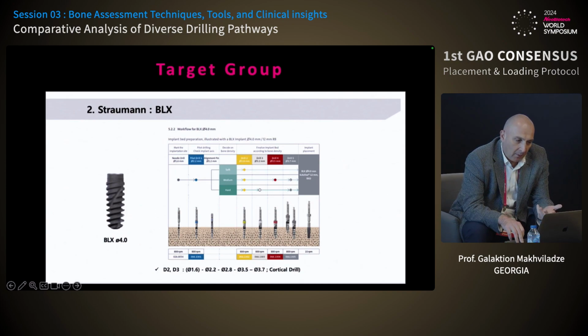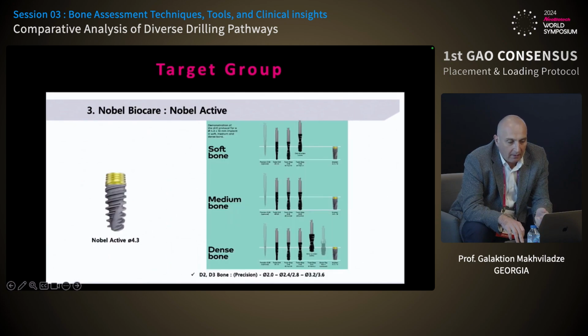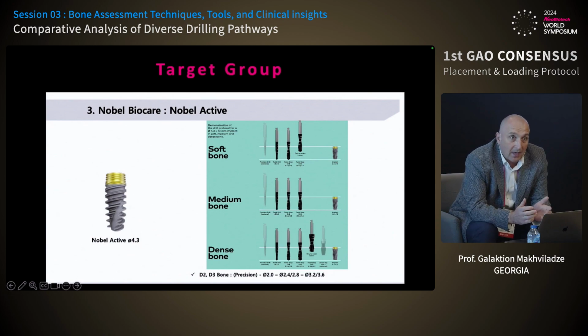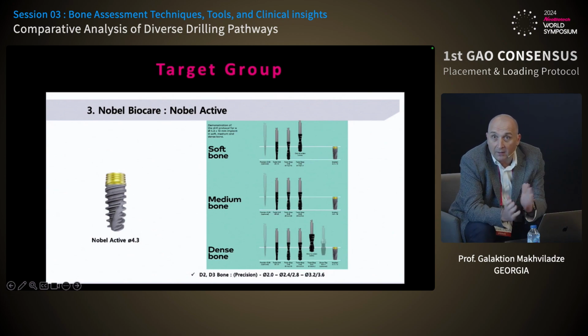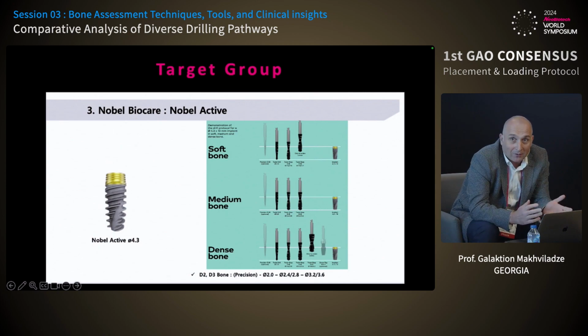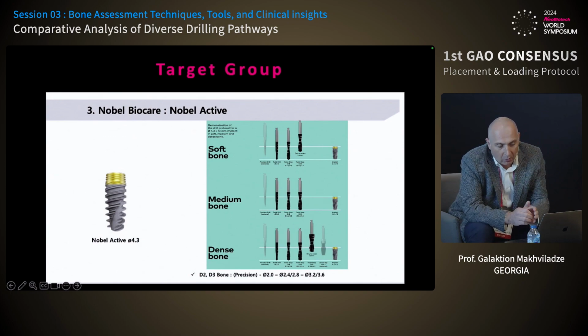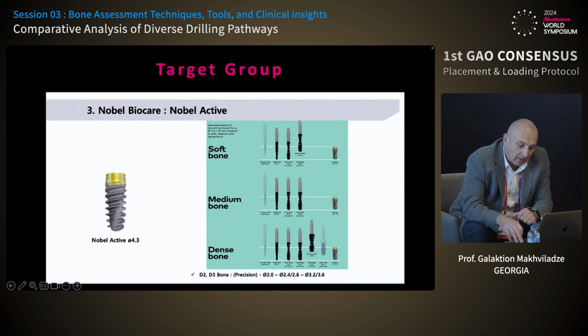The situation is similar with Nobel Biocare Active: in soft bone, just drill the cortical part, and in dense bone, final drilling, the cortical drill, and the screw tap is an option. So it depends on the clinician. If they want, they can tap; if they don't want, they will not tap. It means they can vary this protocol, but I think it is not a good idea, and I will go further and explain how it works.